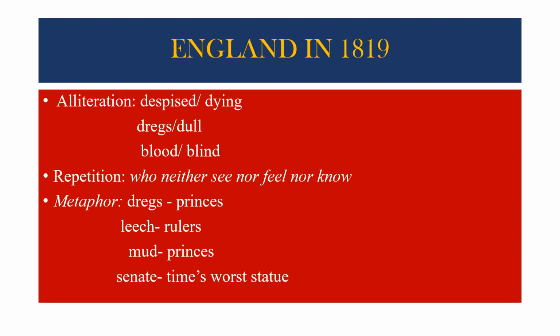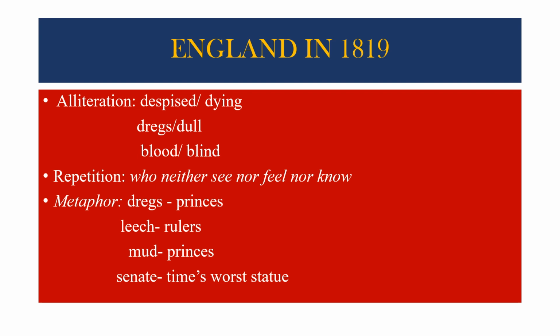Now here are a few figures of speech that have been used in this poem. Alliteration, that is the repetition of consonant sounds in nearby words. There is an extensive use of alliteration in this poem: despised, dying, dregs, dirty, blood, blind. Especially in these words, the poet uses the plosives, the d sound, that has a harshness about it, and it is used to bring out the harsh reality about the kings and the princes.